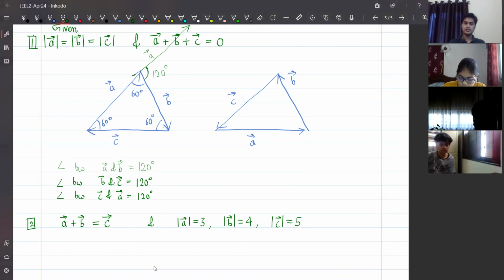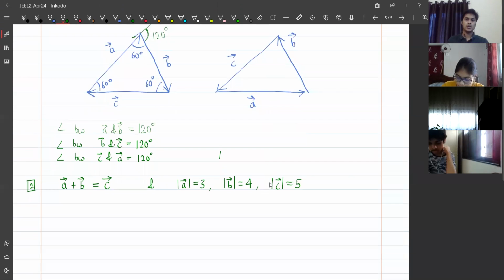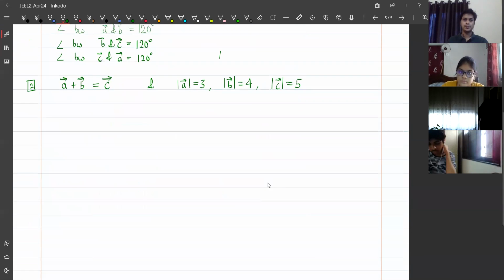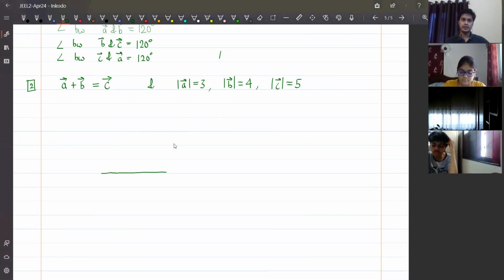Form the triangle first. Draw the triangle first. I'll draw the triangle. So see, the sides are 3, 4, 5. It's a Pythagorean triplet, which means one of the angles should be 90 degrees. There's no other possibility. It should be a right angle triangle. If we take this as 3, this as 4, and this as 5.